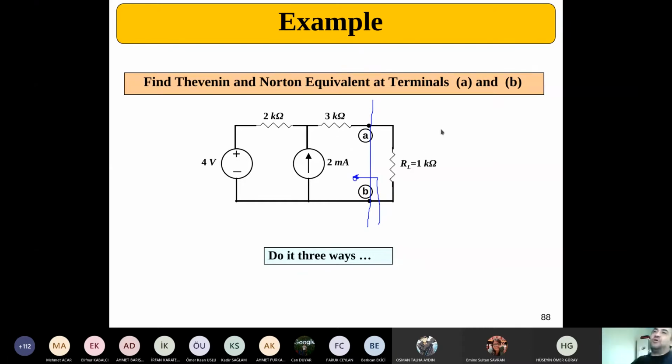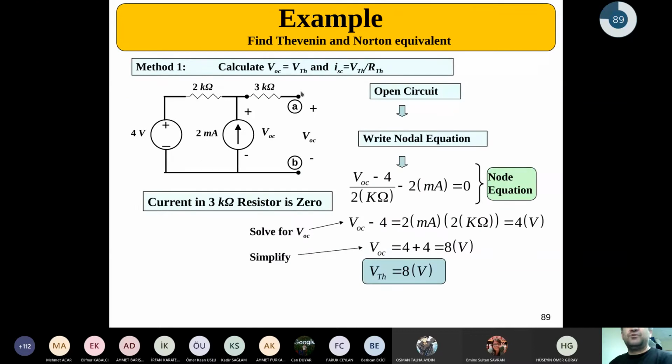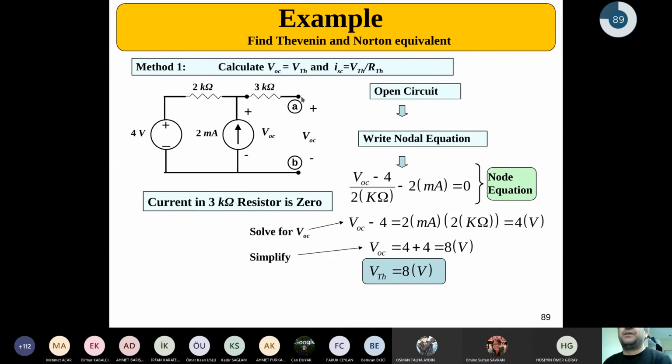With all the knowledge we had up to this class, we can do this example in 3 different ways. The first one, we can just use the open circuit voltage and short circuit current, just the way we learned 2 or 3 slides before. In order to calculate the VTH, we open circuit the terminals A and B, just remove this load resistance, assume that it is open circuit, and do the analysis accordingly.